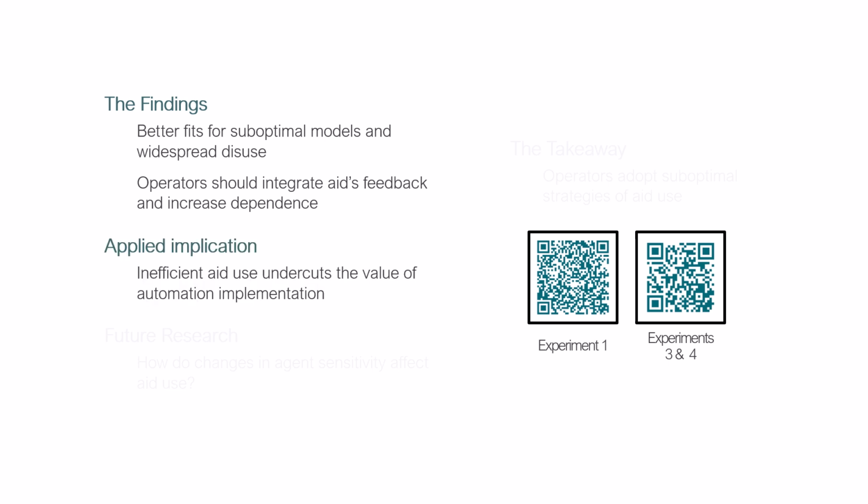An implication for applied settings is that because participants recruit these suboptimal strategies, the value of automation implementation is going to be undercut in real-life scenarios. And future research might aim to uncover situations in which we might be more or less concerned about the quality of aid use, such as when we vary the sensitivity of agents involved, making the aid more reliable or making the task difficulty more difficult.